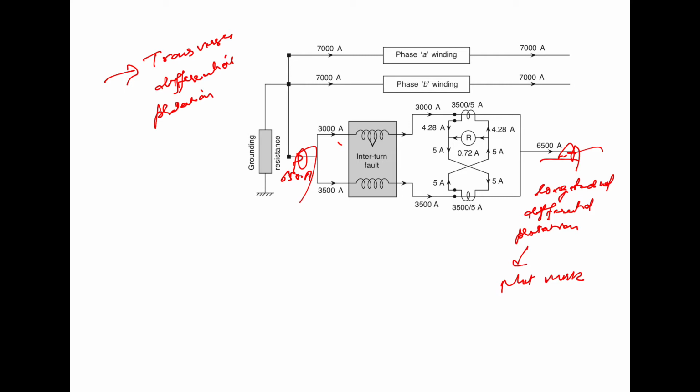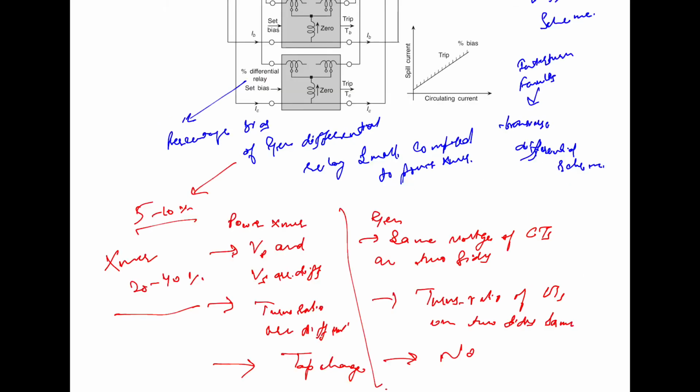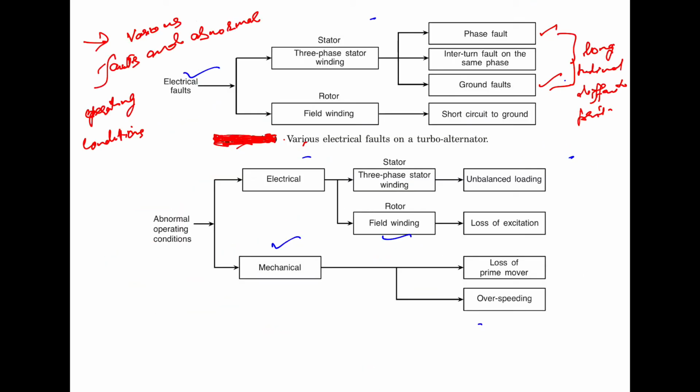It will be enough to detect the fault, because the current which is flowing through it is 0.72 ampere. So this is how we have catered to this type of fault also, that is the interturn fault. And the interturn fault is detected by this transverse differential protection.